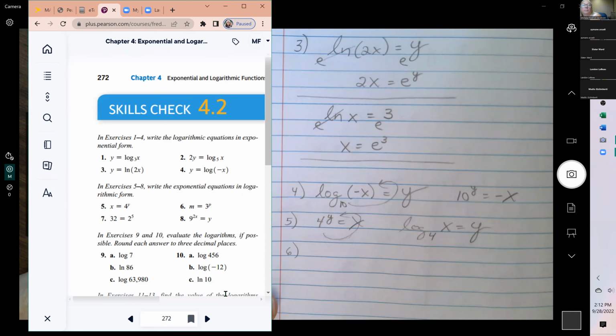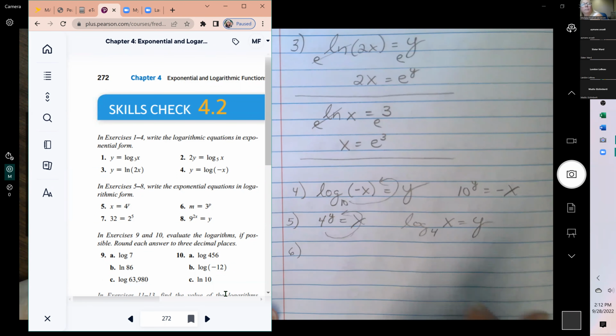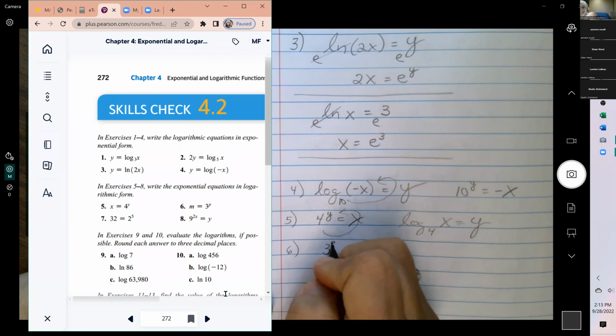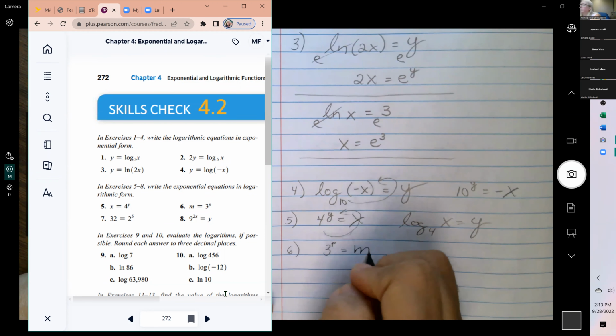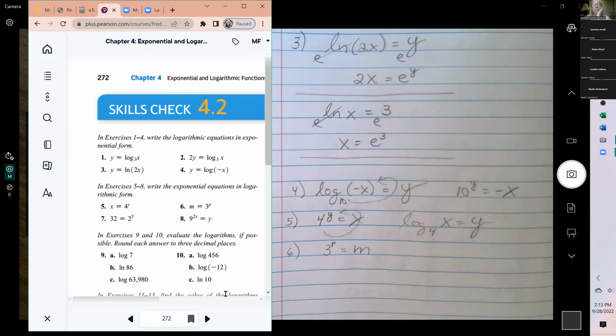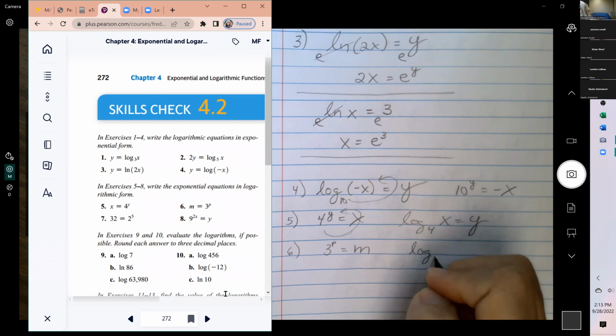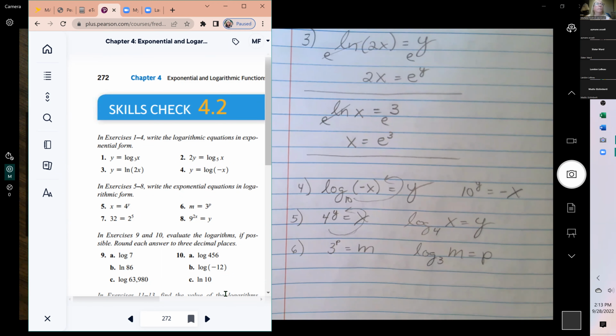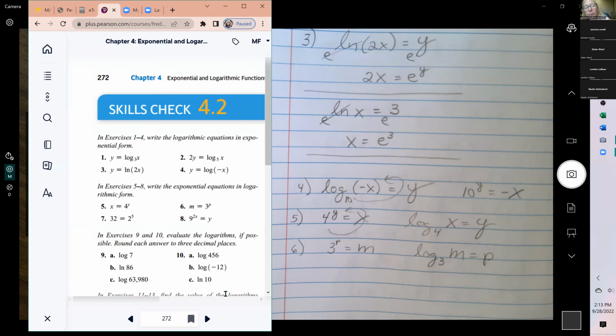Try number 6. Three to the p equals m. Start with the base and loop around. So you get log base 3 of m equals p. Any questions?